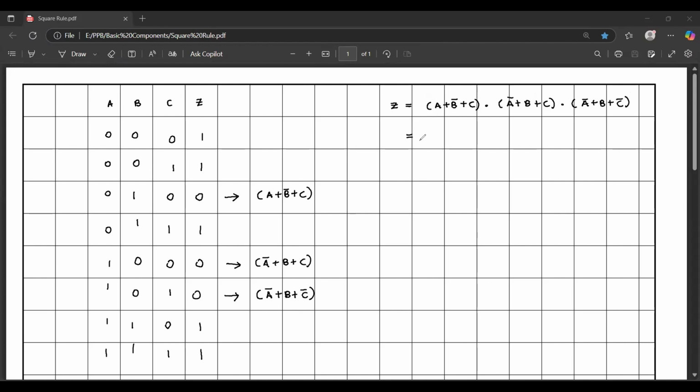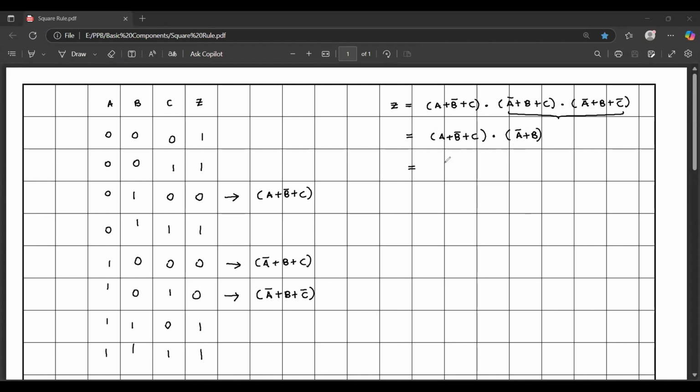Okay, and now what we can do is rewrite these two into a single product of sum form. So it will be A plus B bar plus C into A bar plus B. Okay, so we have A bar plus B, A bar plus B. Here we don't have any identical signals. So what we can do is we can remove the brackets.